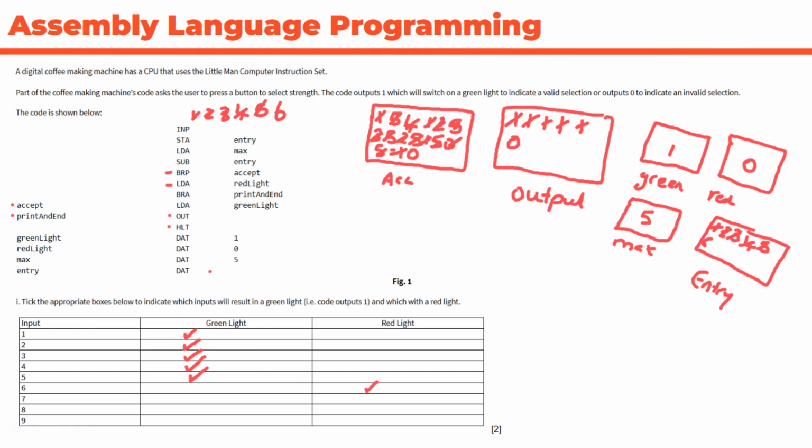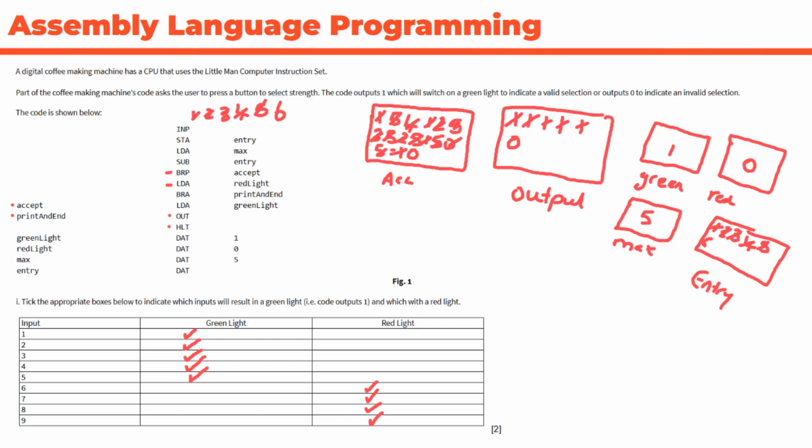Okay? Now, you could probably see that as we carry on, they're always going to result in negative values, so they're probably going to be red lights. Okay, so 1 to 5, they're the first 5 accepted selections. After that, they are not valid selections at all. Let's have a look if we were correct or not.